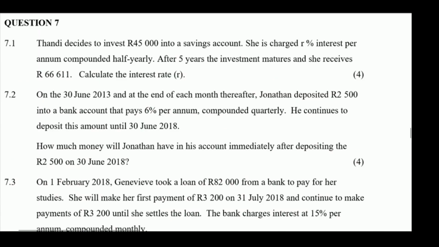Okay, so now we're going to do question 7. 7.1 says that Tandy decides to invest 45,000 Rand into a savings account. She is charged an interest rate of R%, compounded half yearly. After 5 years, the investment matures and she receives this amount of 66,611. Calculate the interest rate, right?